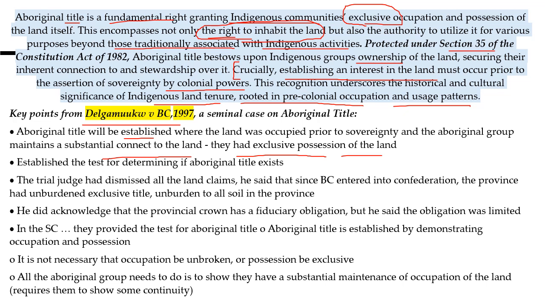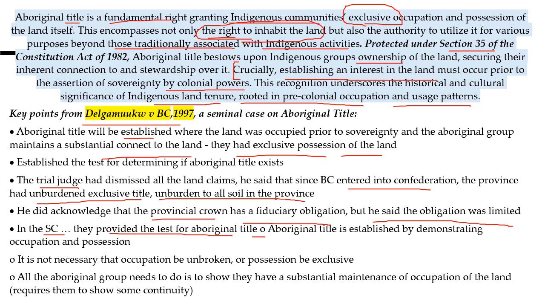The trial judge dismissed all the land claim. He said since BC entered into confederation, the province had unburdened exclusive title to all soil in the province. He did acknowledge that the provincial Crown has a fiduciary obligation, but he said the obligation was limited. But later, this trial judge decision was in question before the Supreme Court of Canada. They provided the test for Aboriginal title.